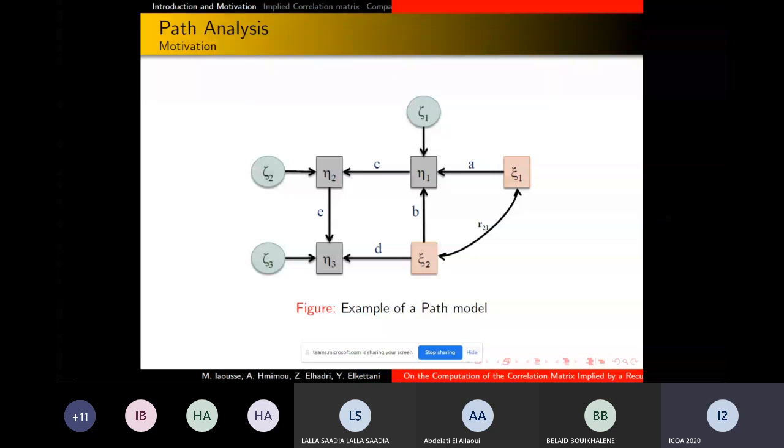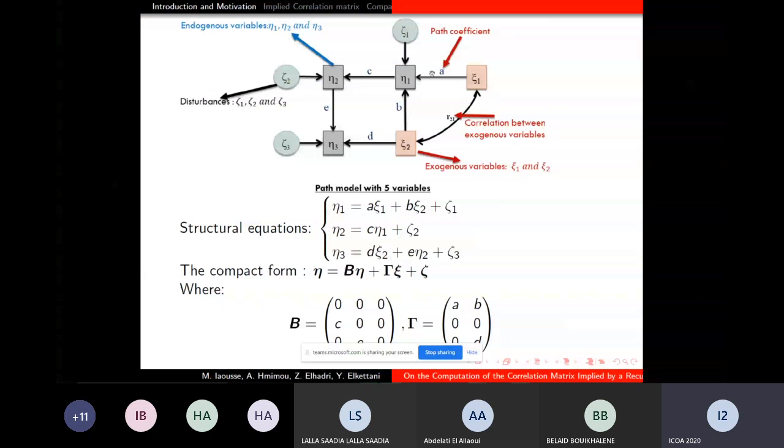A path model has many types of variables. There are exogenous variables, and endogenous variables. For example, in this model, there are the disturbances or error terms.